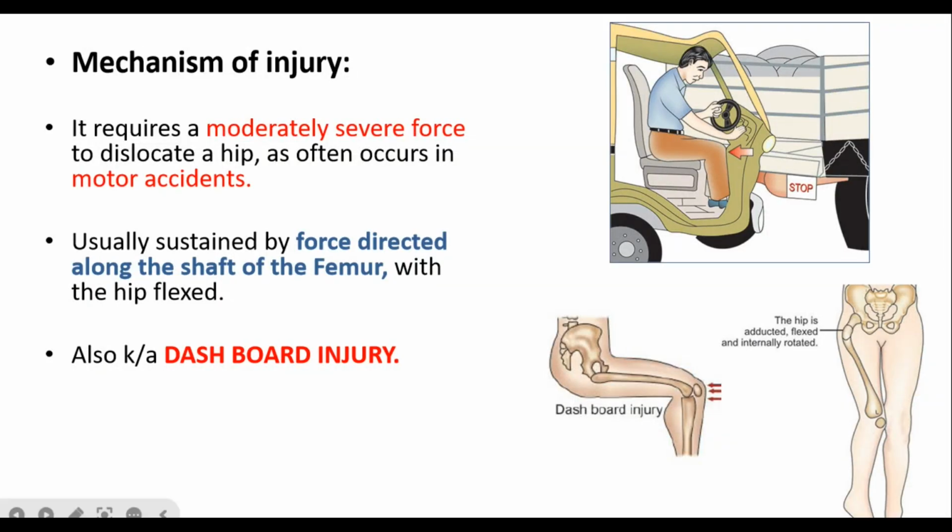Mechanism of injury. It requires moderately severe force or violence to dislocate this joint, which is the hip joint, as often seen in road traffic accidents. It usually occurs when a force is directed along the shaft of the femur. As you can see here in the image, the occupant of the car is thrown forwards and his knee strikes against the dashboard. The force is then transmitted back through the shaft of the femur to the hip joint, resulting in the posterior dislocation of the hip.